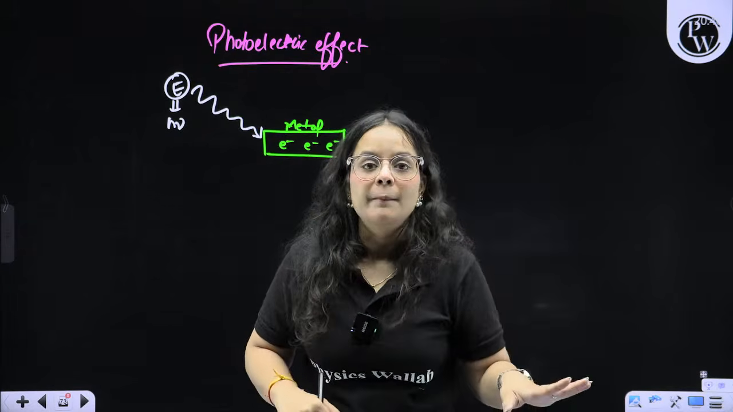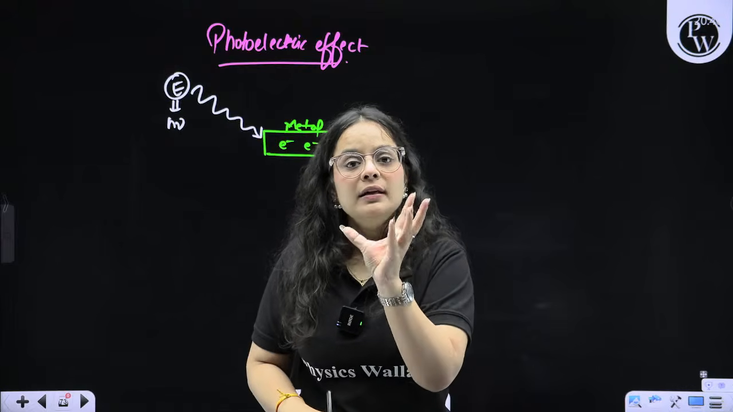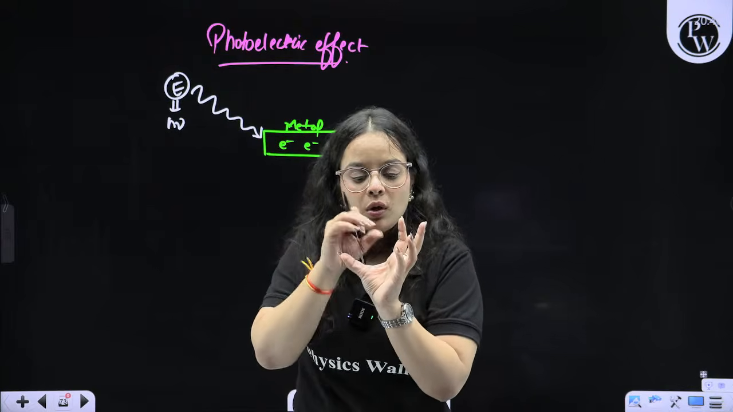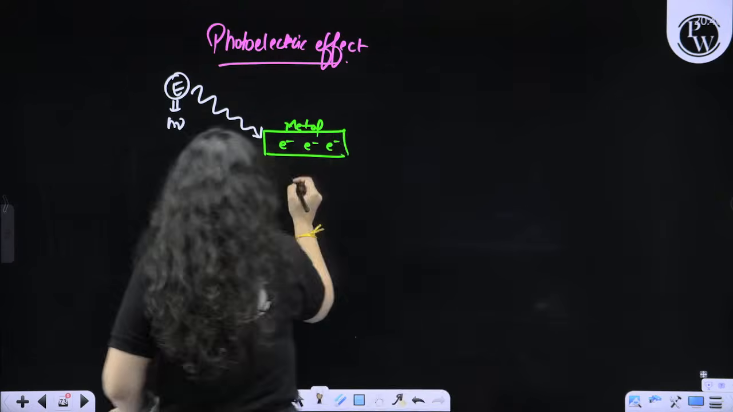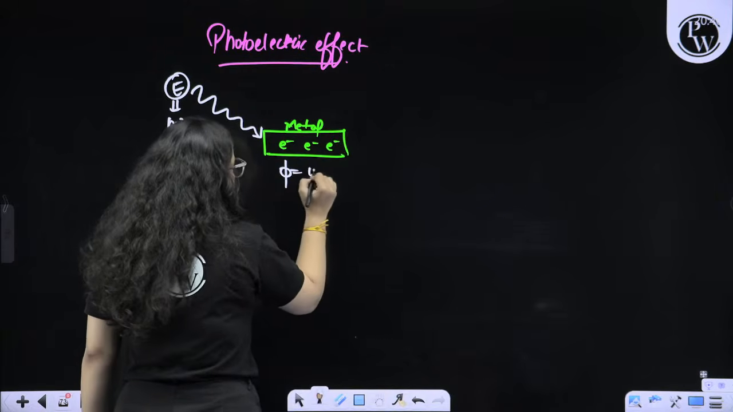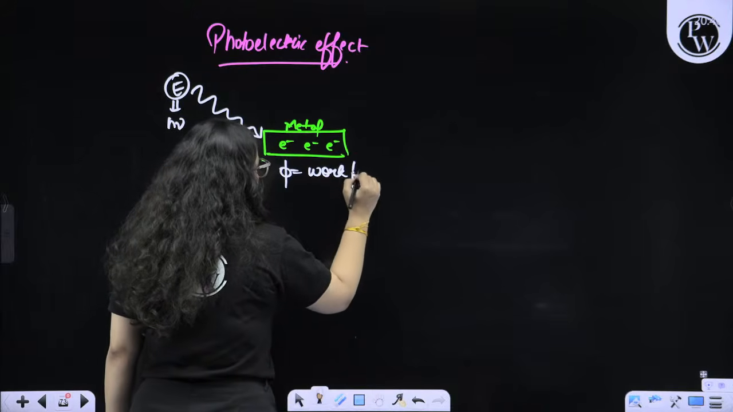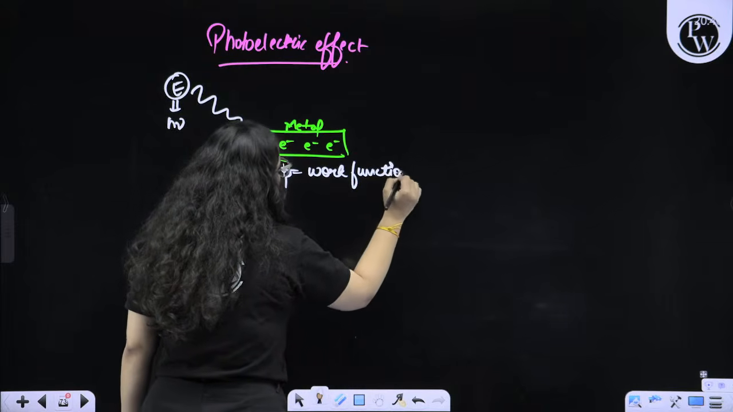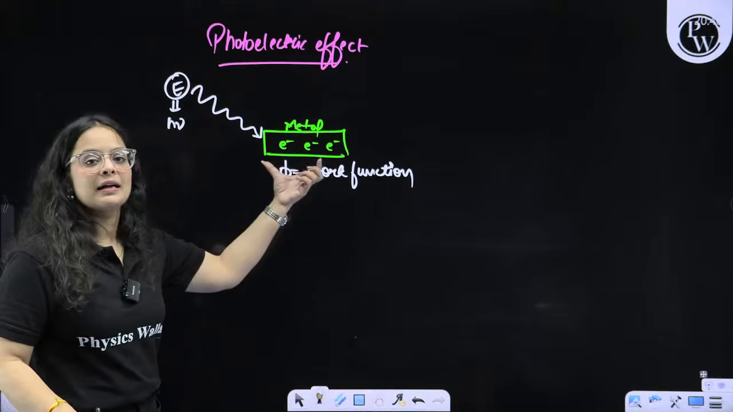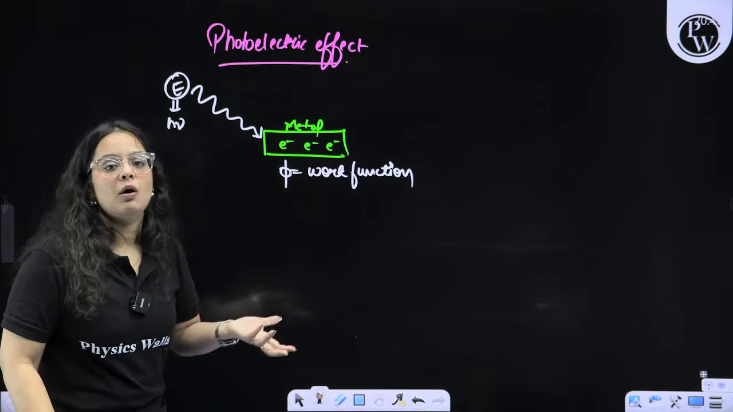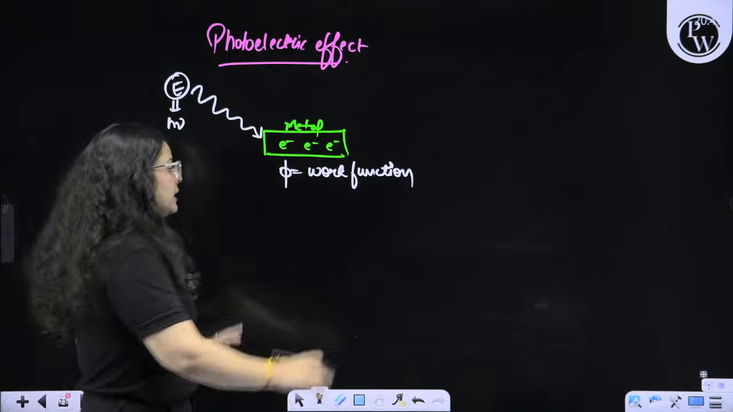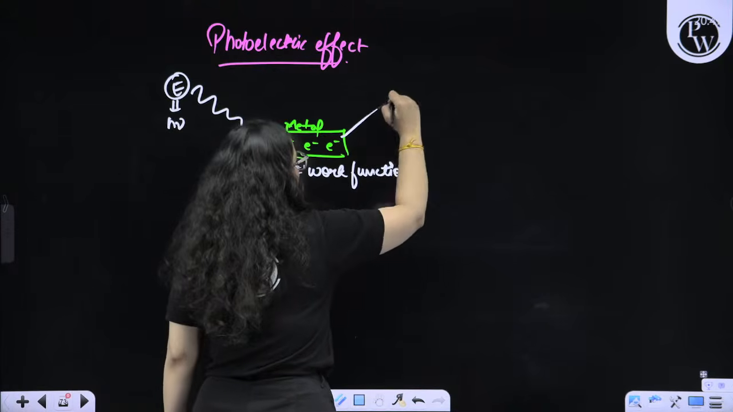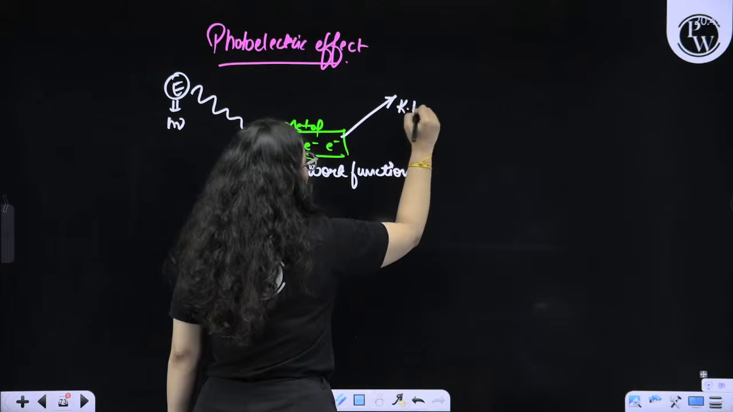No, not at all. It will firstly take a certain amount of energy to overcome the force of attraction from the metal. That is the work function, phi. That means a certain amount of energy is required by this electron to get expelled out, to overcome the force of attraction from the metal surface. When that energy is compensated, it will then come out with kinetic energy.